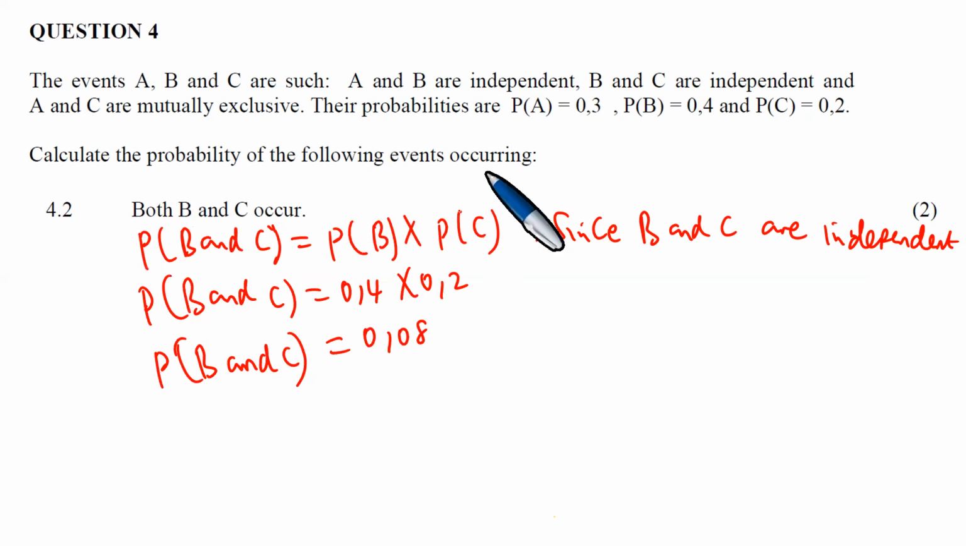Calculate the probability of the following, both B and C occurring. This is the answer, 0.08. Why do we use this formula of probability of B and C equal to probability of B times that of C? Because we're told that B and C are independent events. Okay. Next question.